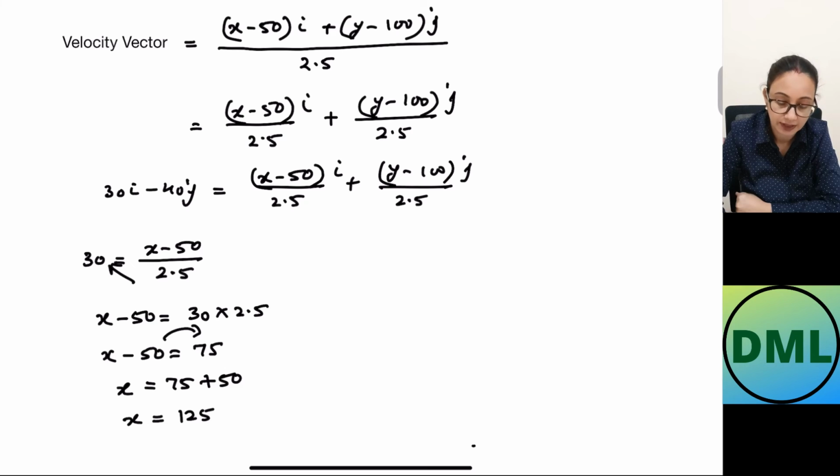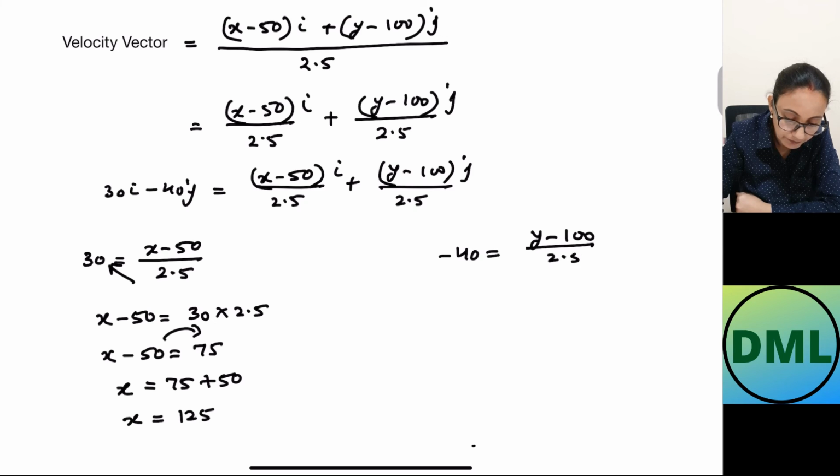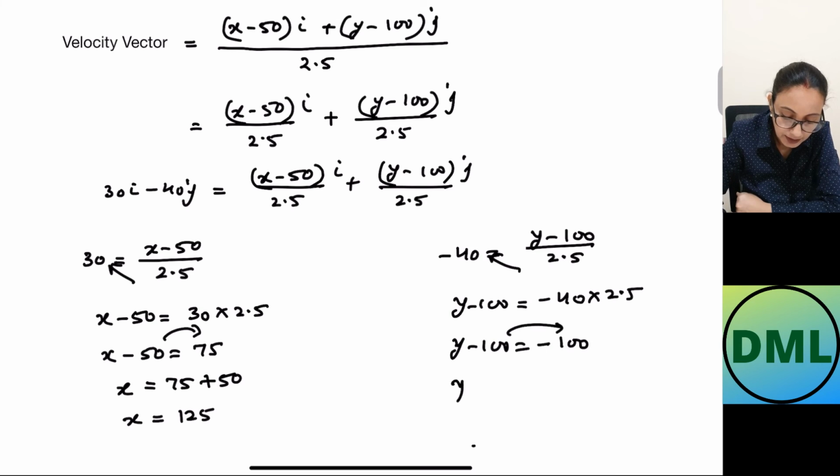Now I can equate the j vector. So minus 40 is equal to y minus 100 over 2.5. Let's do the cross multiplication. y minus 100 is equal to minus 40 times 2.5. y minus 100 is equal to minus 100. Move this 100 to the right-hand side. It will be y is equal to minus 100 plus 100. They will cancel, and my y value is 0.